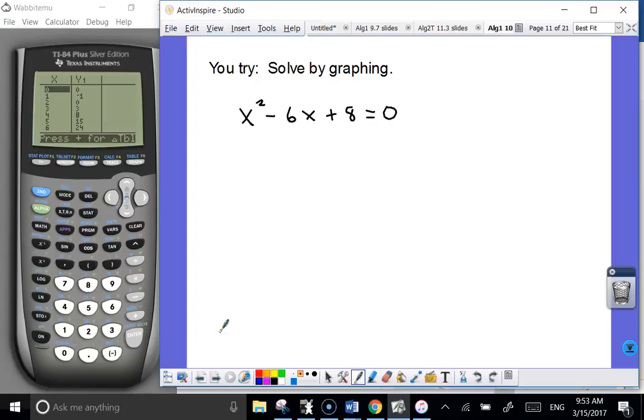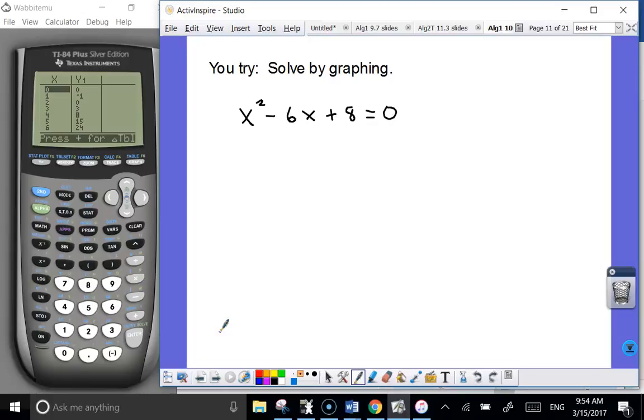Did you do it? That's the last one. Okay, now try this one. What's that? No, this one's not going to have 0 for an answer. Let's see. X squared minus 6x plus 8. And you got... So where are those answers? What do you get? 2 and 4?